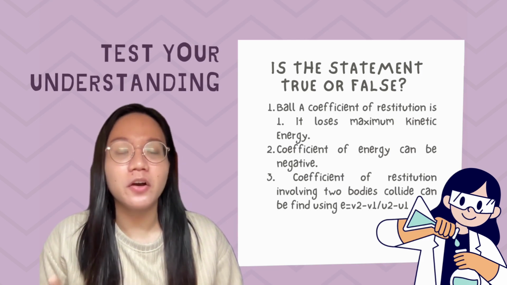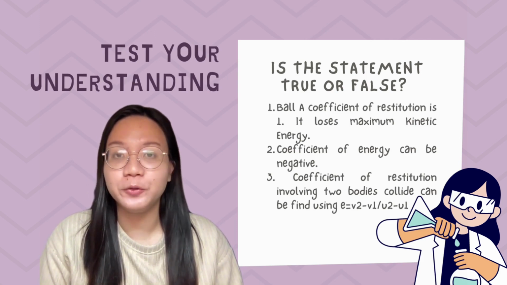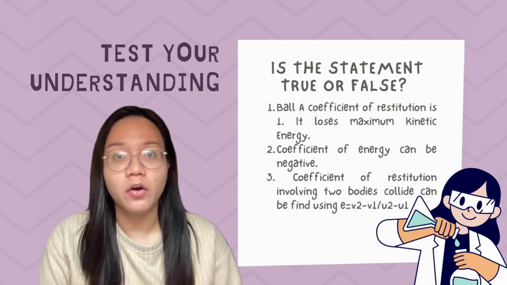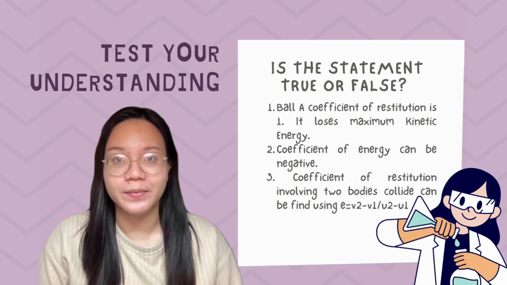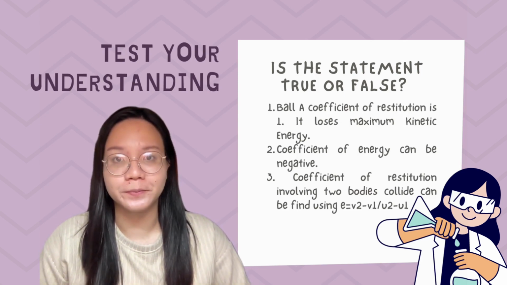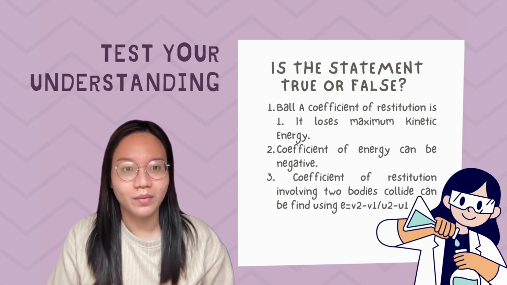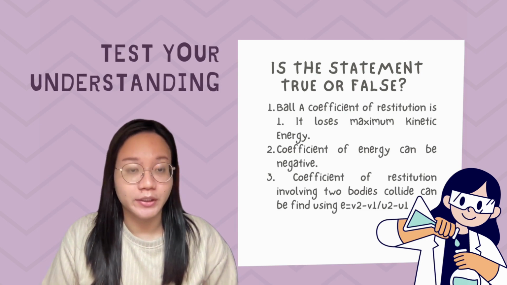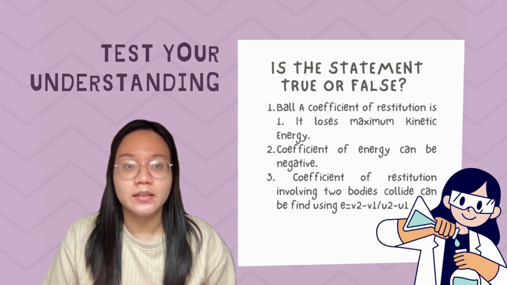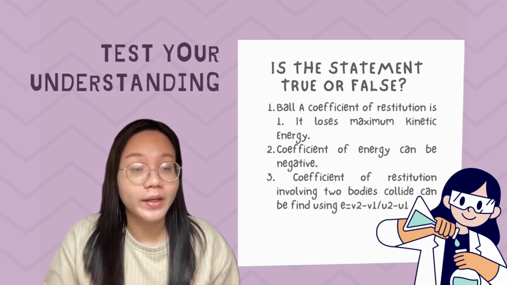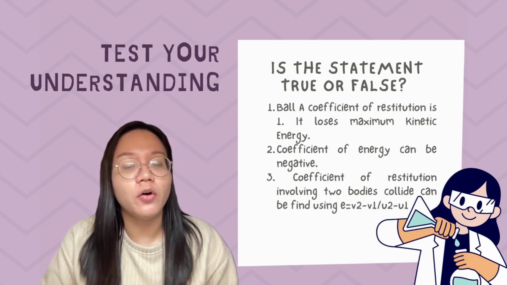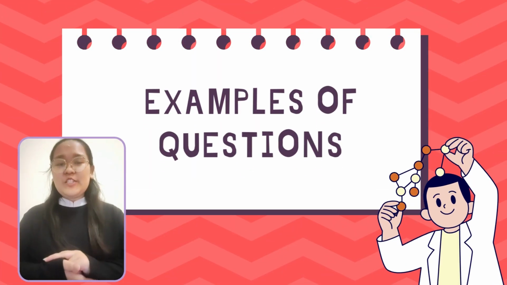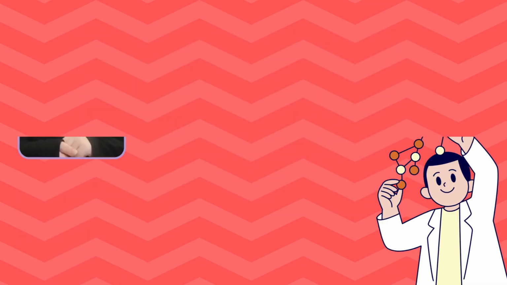Question 3. Coefficient of restitution involving two bodies collide can be found using e equals v2 minus v1 over u2 minus u1. Is it true or false? It is false. Coefficient of restitution involving two bodies collide can be found using e equals v2 minus v1 over u1 minus u2. Next, let us try some questions to test your understanding.